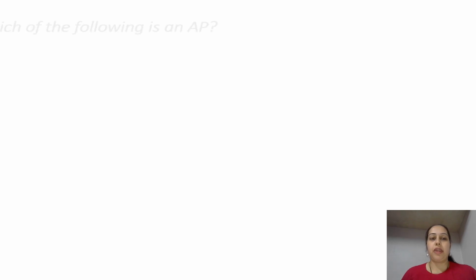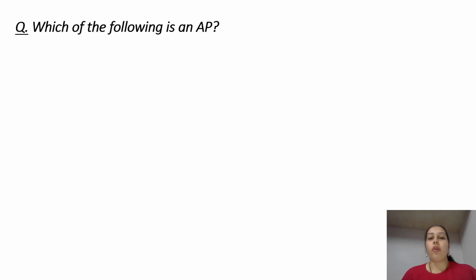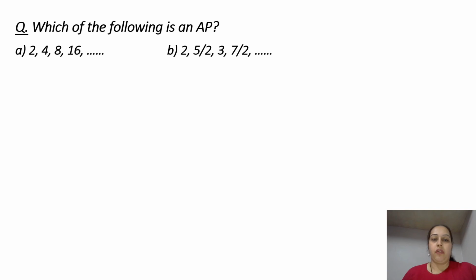Let's see another problem based on it. Which of the following is an AP? We have two options and we have to see which one is the AP. So if we have to find which series is an AP, we have to check that the difference of consecutive terms should always be the same. That means the common difference should be the same.